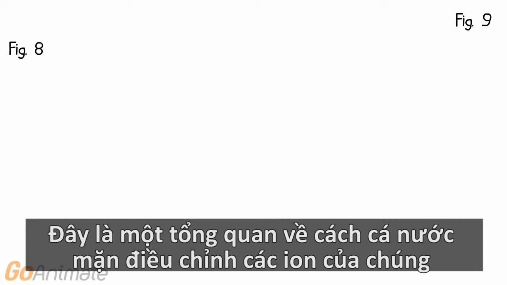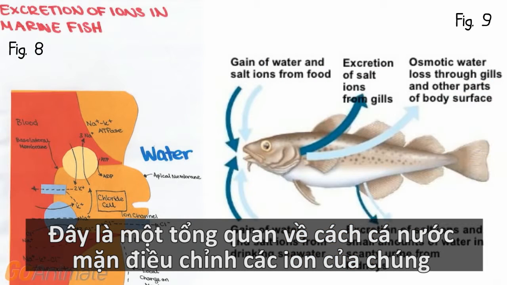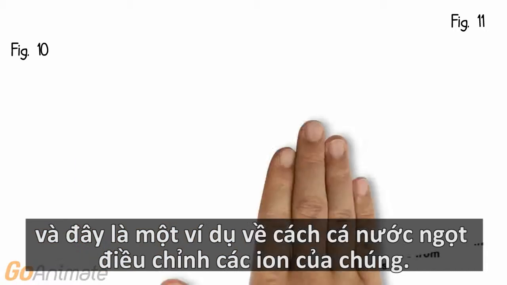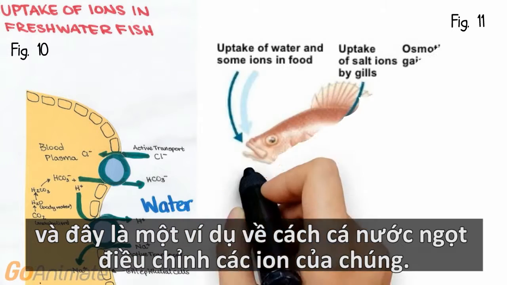Here is an overview of how saltwater fish regulate their ions. And here is an example of how freshwater fish regulate their ions.